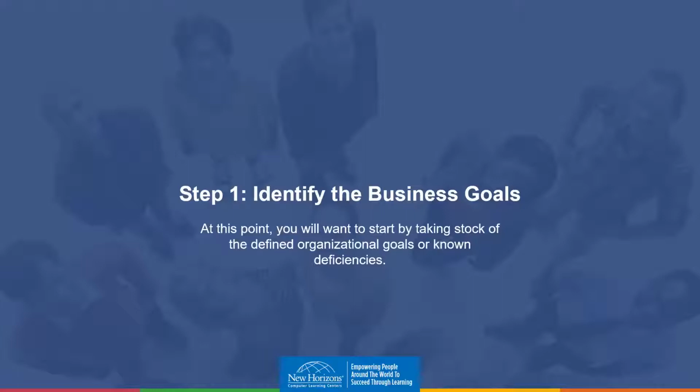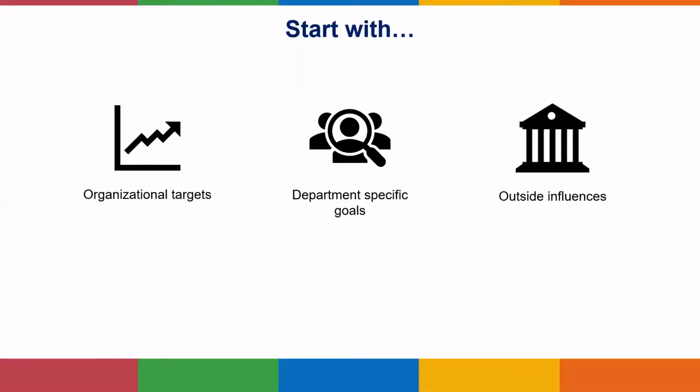You are effectively identifying those needs and doing it all over again. So step one, we are identifying those business goals, starting with the end in mind. You'll start by taking stock of the organizational goals or known deficiencies. And there's a certain limitation to those known deficiencies, right? We don't know what we don't know.